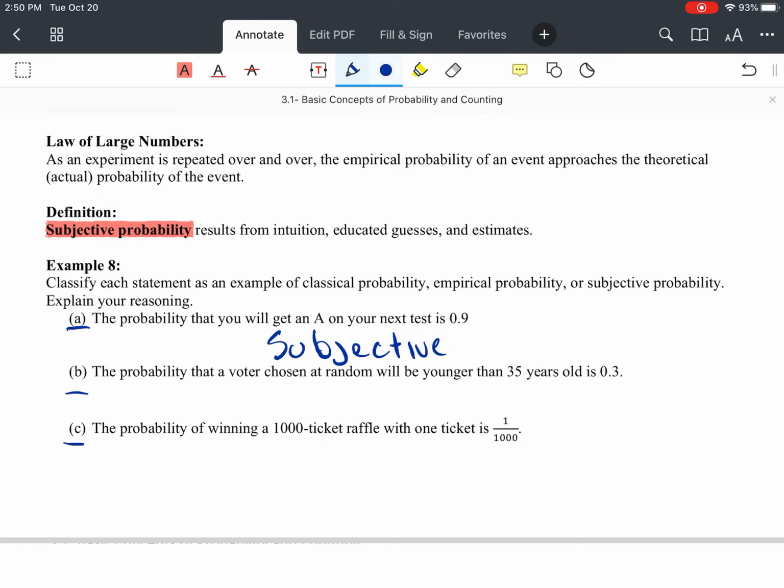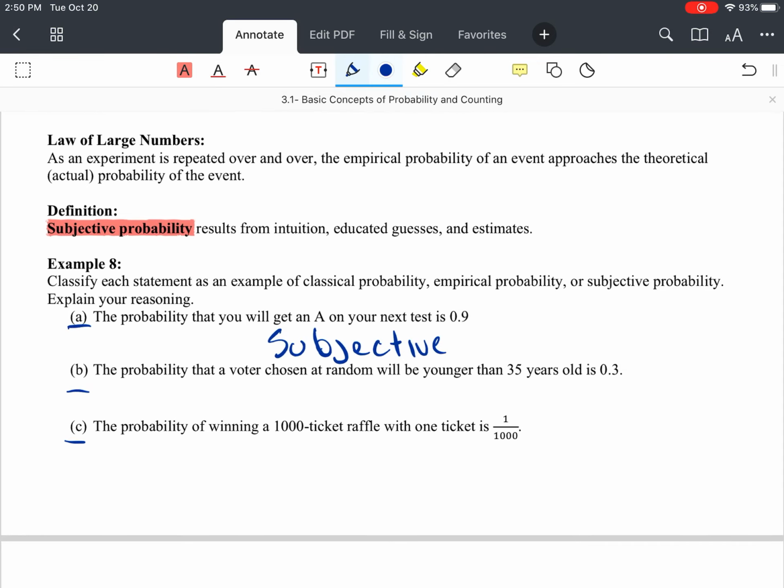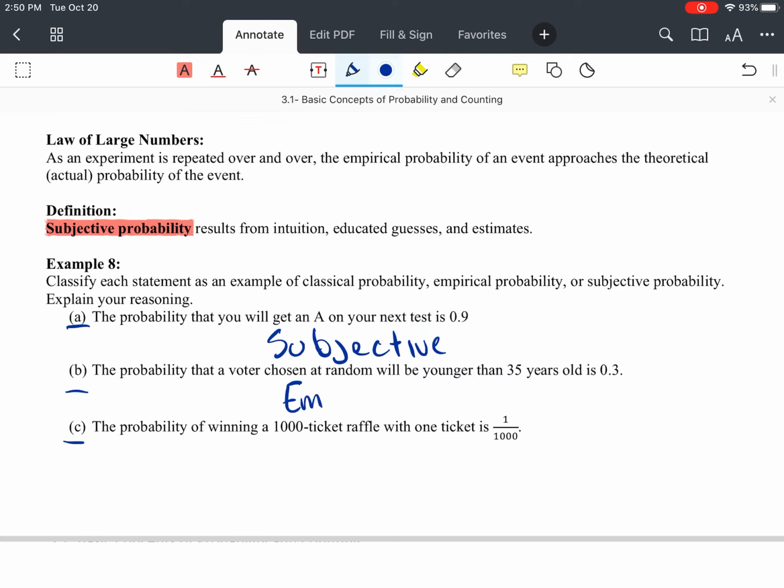All right, so next we're going to look at the probability that the voter chosen at random will be younger than 35 is 0.3. Okay, so in this case, we have information on our population. So we're dealing with a sample or a population. In this case, this would be an example of empirical. This is based on data that we should already have.